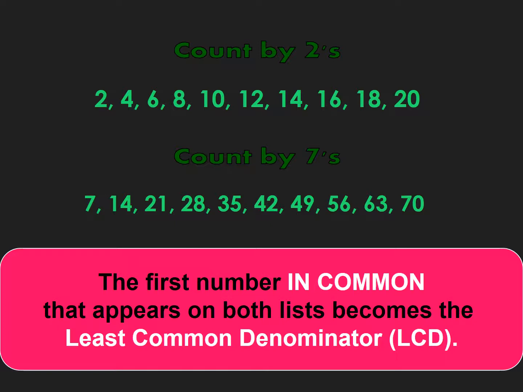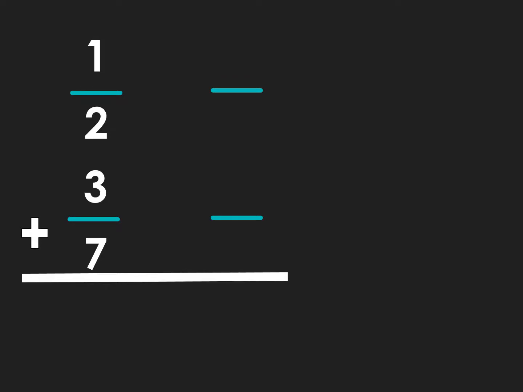The first number in common that appears on both lists becomes the least common denominator. Do you see a number that they have in common? If you said 14, great job! We're going to make the fractions equivalent or equal. Remember, the common denominator that we found was 14. So we'll go ahead and put that as the new denominator for both fractions.